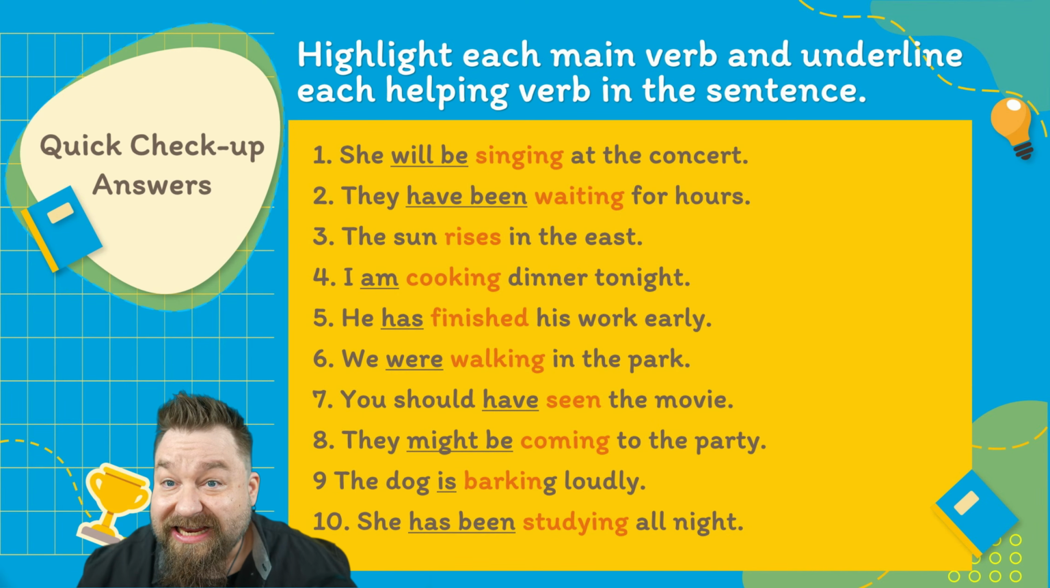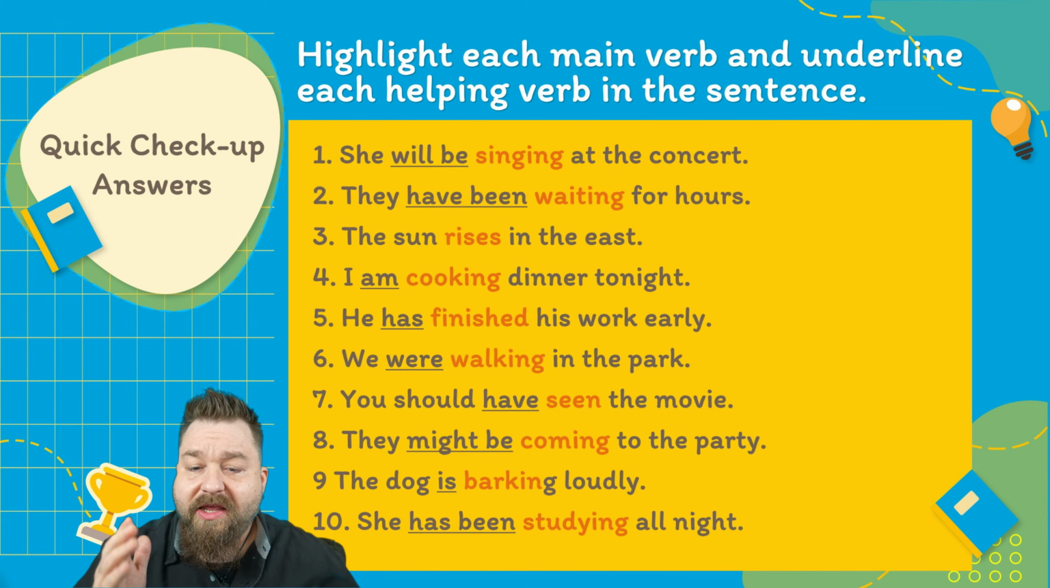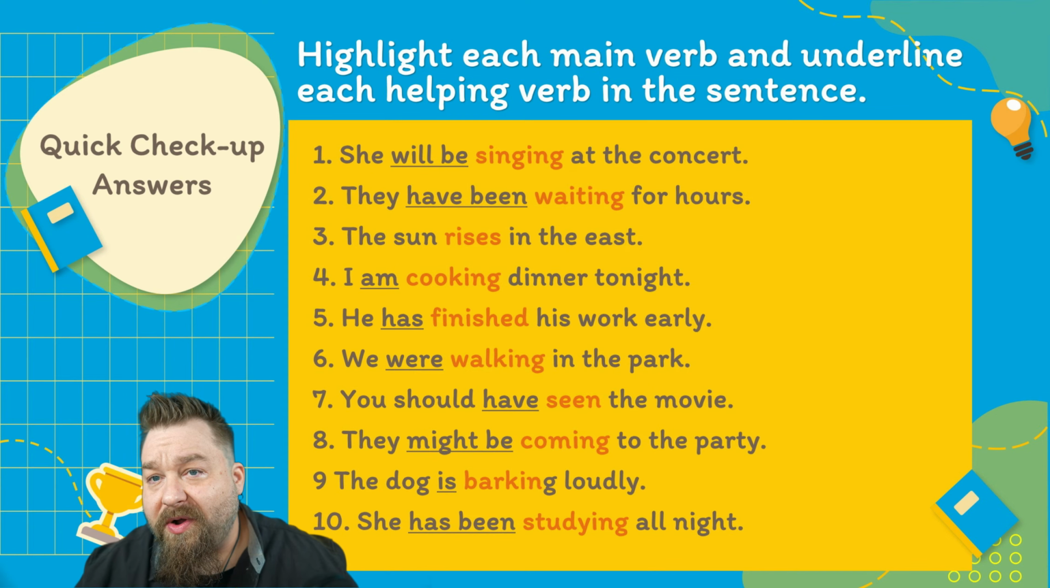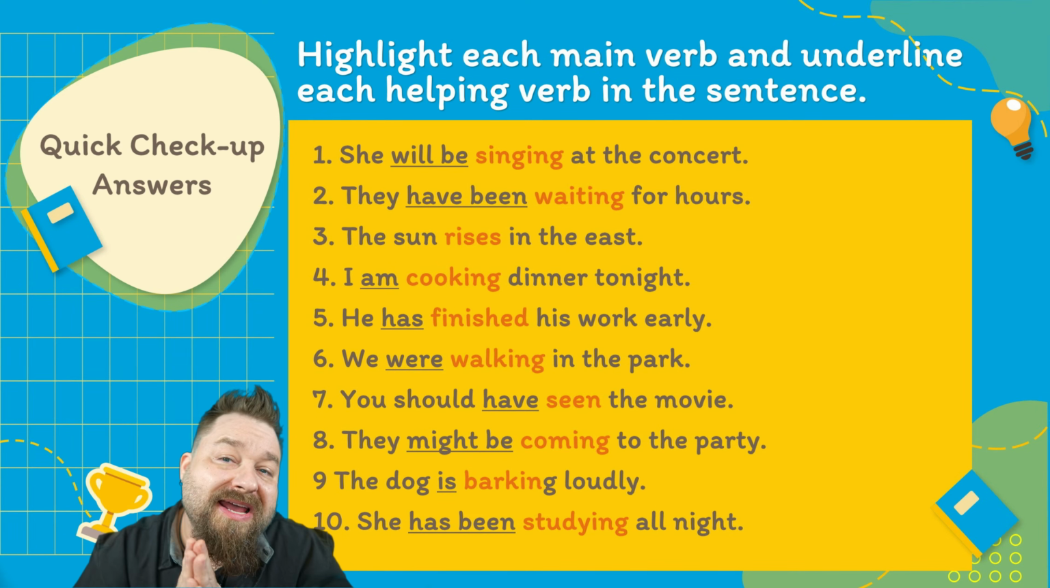Now, number 7, you should have seen the movie. What happened? You've seen it. You had to see this, right? And have is the past tense helping verb. Number 8, they might be coming to the party. What's happening? They're coming. But might be.